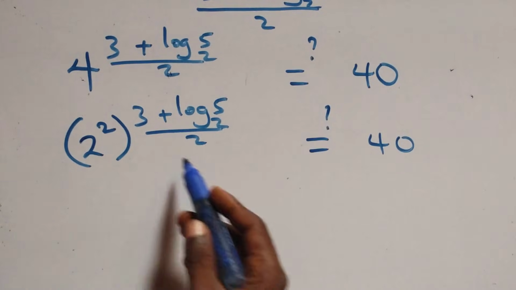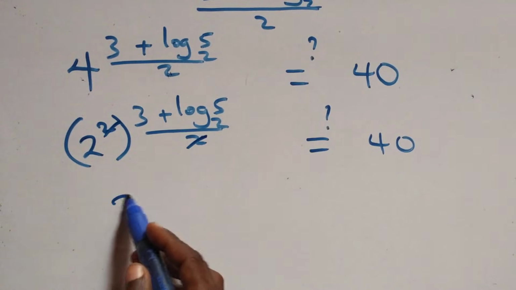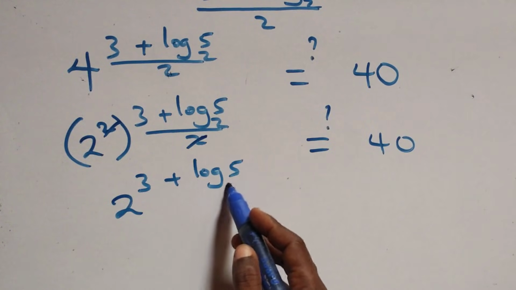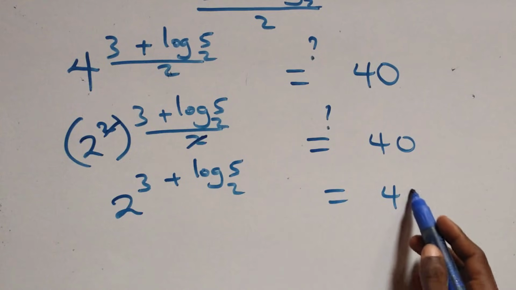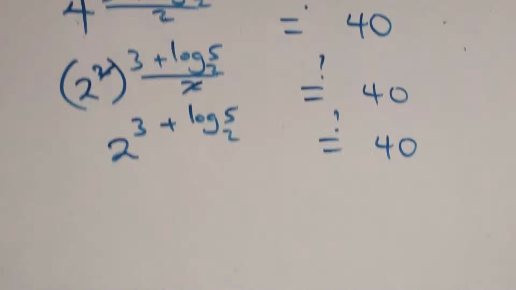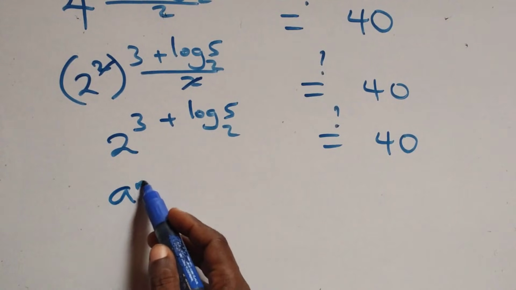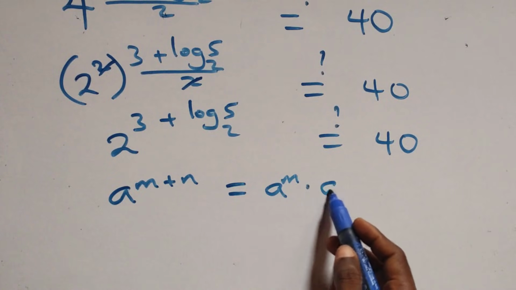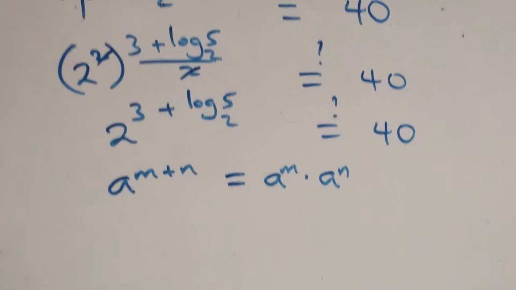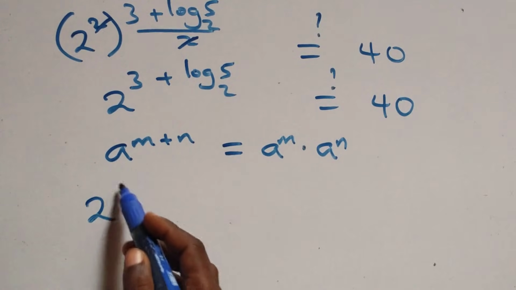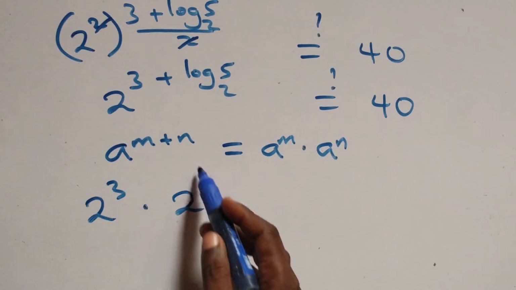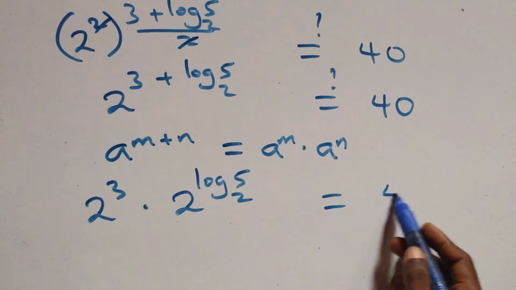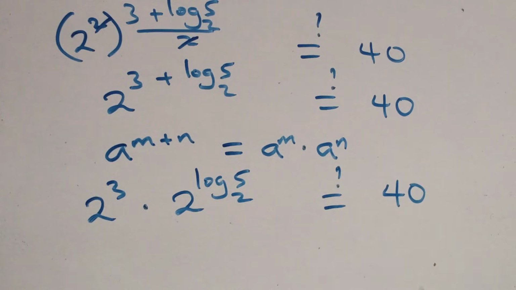And this power multiplies. 2 here cancelled each other. We have 2 raised to power 3 plus log 5 base 2, does it equal 40 on this side? And this follows, when we have a raised to power m plus n, it is the same thing as a raised to power m times a raised to power n. Here we have 2 raised to power 3 times 2 raised to power log 5 base 2, does it equal 40 on this side?